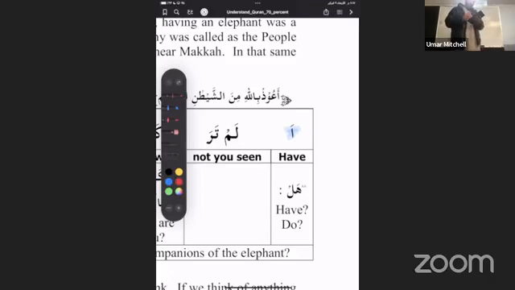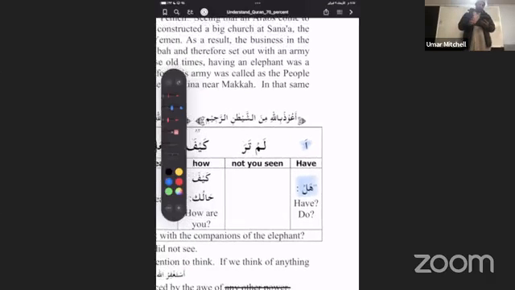So and hal are both new words, okay? They're both new words. They mean question, istifham, question. Alam, lam tara, have you not seen? Tara, anta, tara. Alam tara, have you not seen?